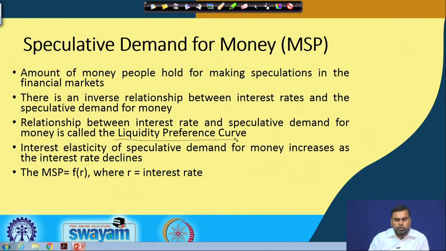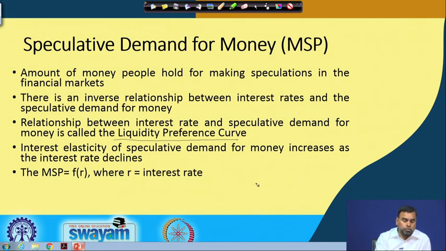The relationship between interest rate and the speculative demand for money is defined as the liquidity preference curve, that is, whether people are interested to hold the money with them, or they want to put the money into the market for speculative motives to get a certain amount of return. So, that is why the relationship between them is defined as the liquidity preference curve. The interest elasticity of speculative demand for money increases as the interest rate declines.